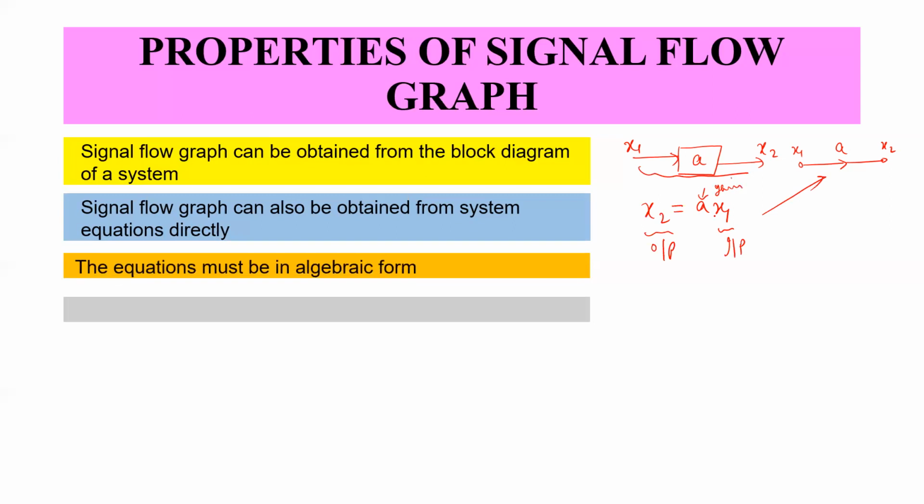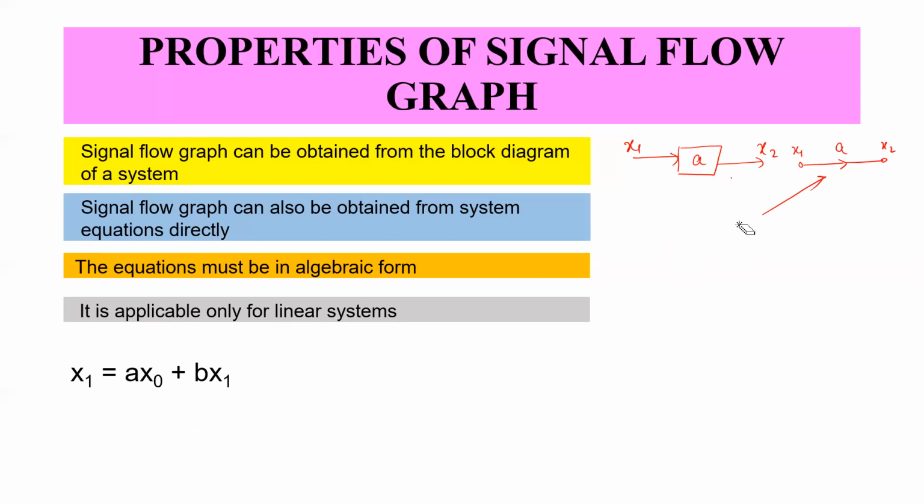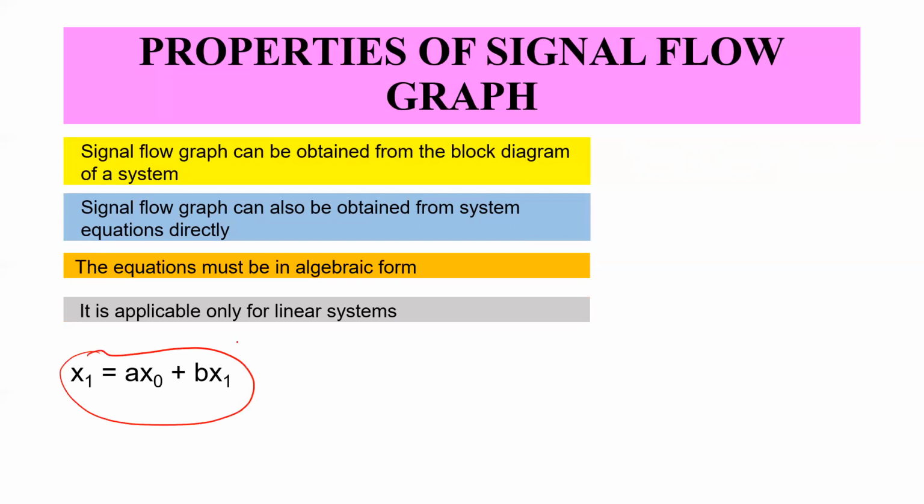Okay, and this equation must be in the algebraic form as it is, and it is applicable for linear systems, right? So signal flow graph is applicable to linear systems. Okay, so we can understand these characteristics by simply drawing a signal flow graph of this particular equation. So let us try to understand these characteristics.